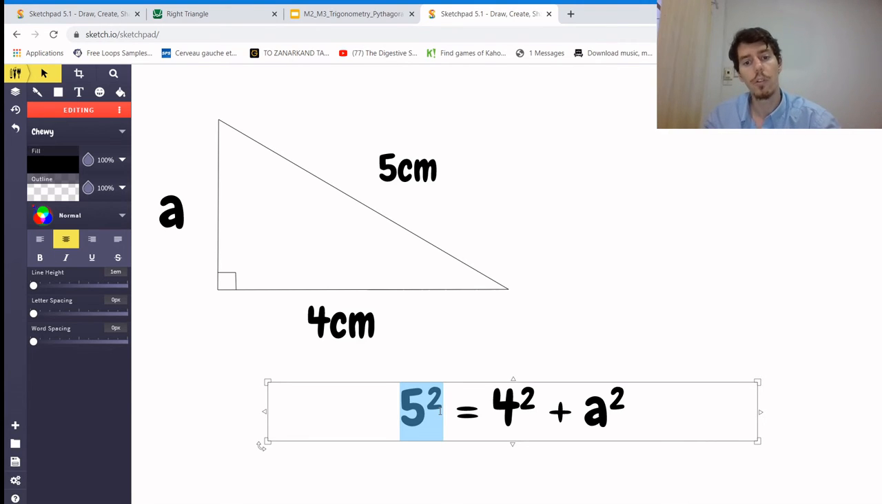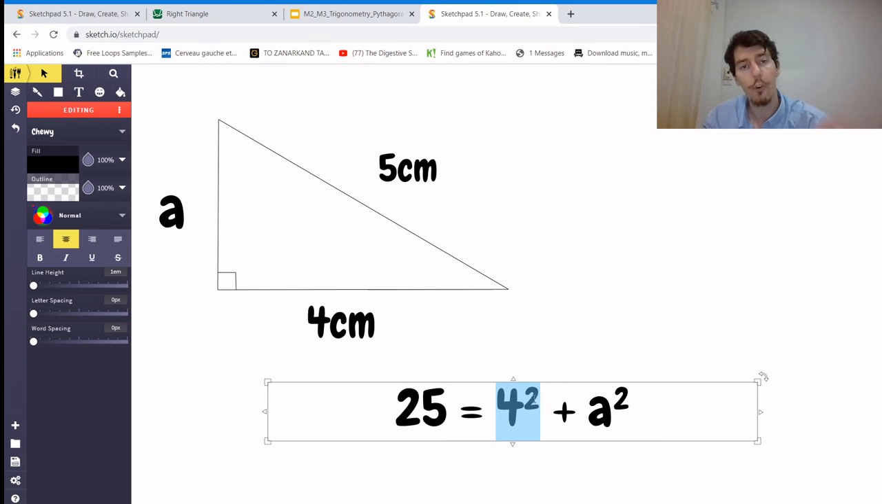The first thing I'm going to do, we try to make it easier to read. We're going to say that 5 square is 25, 5 times 5. 4 square is 4 times 4, 16. When we just write this, it's a bit easier to read. We have 25 equals 16 plus a square. That's the first step.